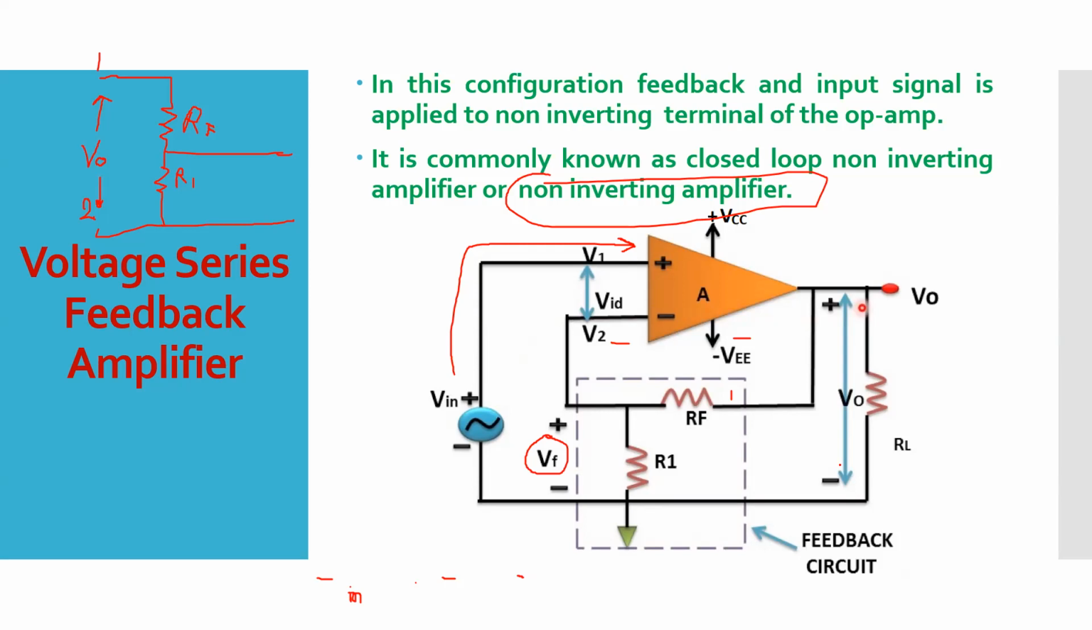Because in this kind of circuit, we are not using the op-amp as an individual component. It is connected in a closed loop manner with the feedback circuit. So there will be a change in the input impedance of the overall amplifier, a change in the output impedance of the overall amplifier, as well as in the gain and bandwidth of the overall amplifier. So that we have to calculate.